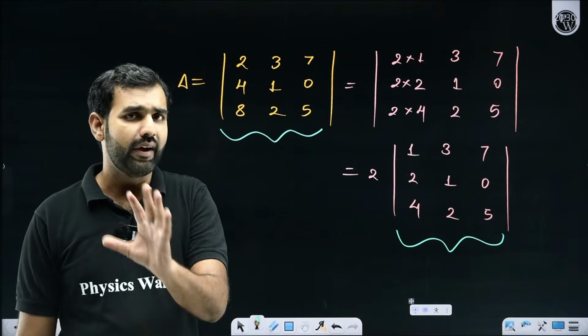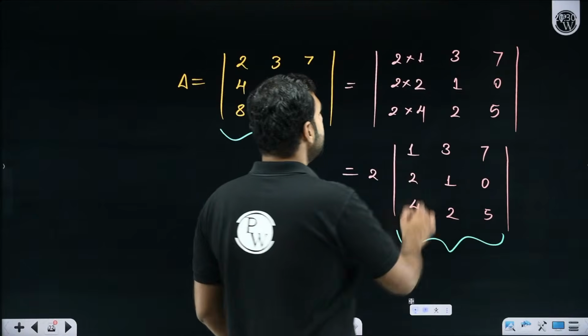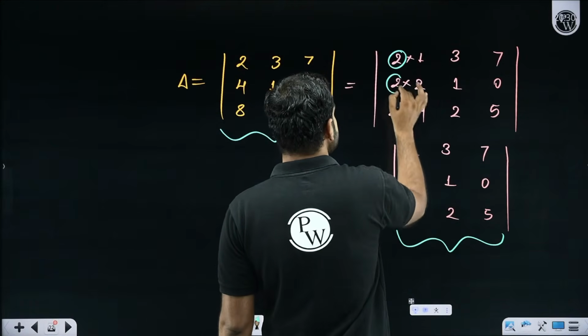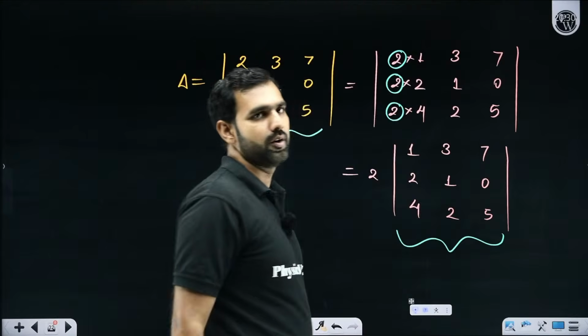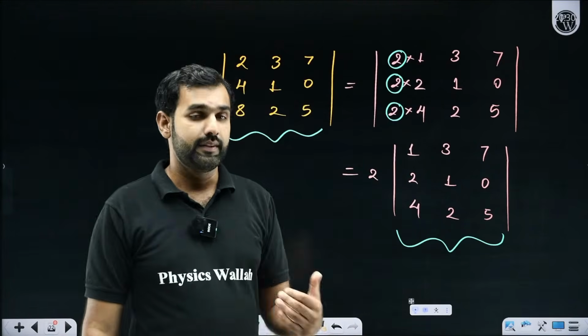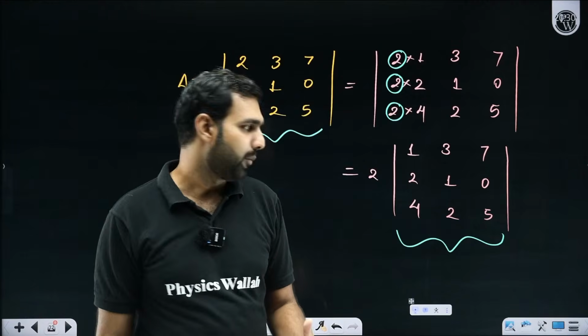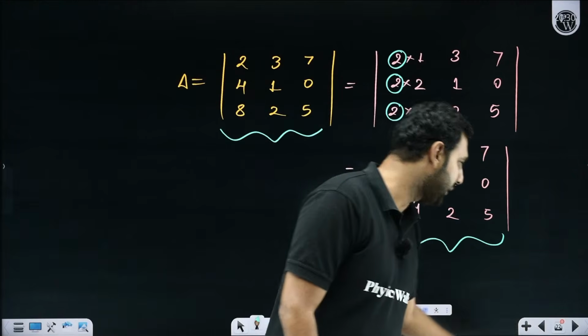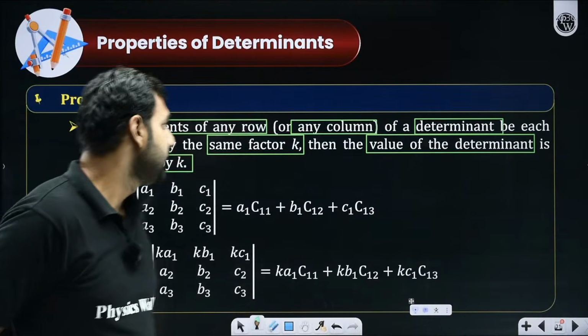Because of only one simple property getting applied here, that if there is a value which exists in any row or any column, you can take it out from the determinant. This is an interpretation of this property, but how do we treat this property? This property is actually like this.